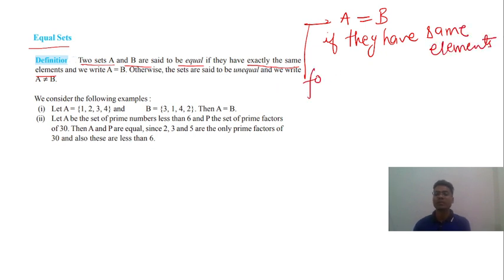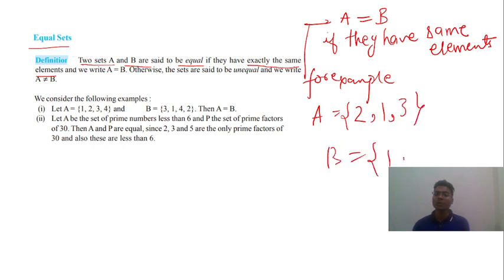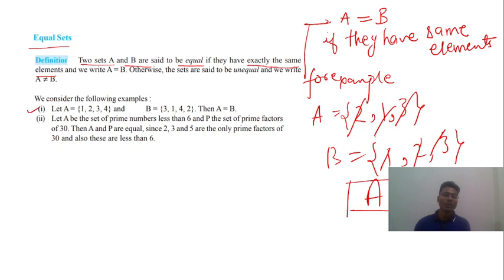For example, suppose A is {1, 2, 3} and B is {1, 2, 3}. Are these sets equal? Let's find out. 2 is here, 2 is here, 1 is here, 1 is here, 3 is here, 3 is here. So A equals B. The order of the elements doesn't matter, but all the elements present in set A should also be present in set B. So here, these sets are equal.